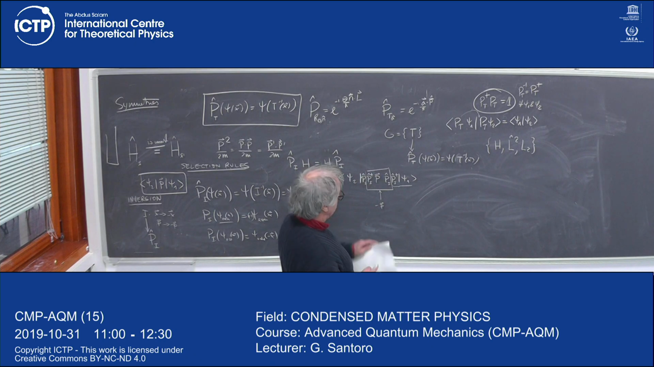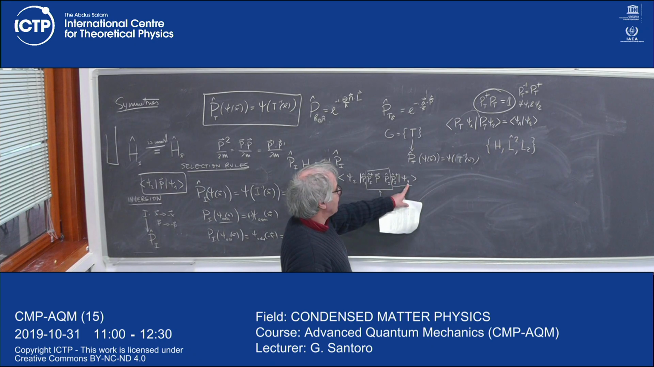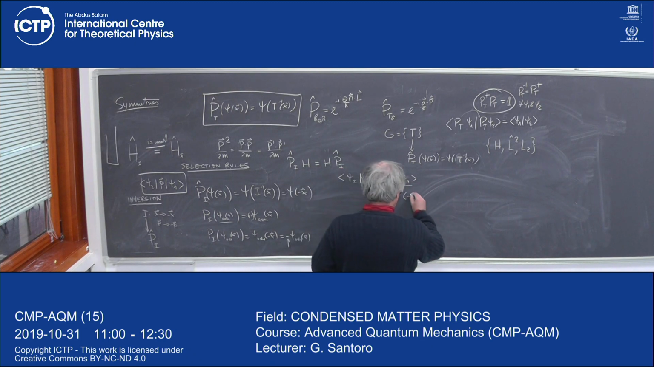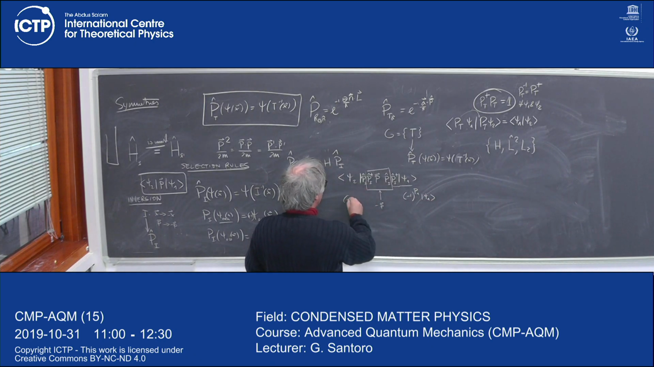This is the parity operator applied to psi1. But I told you that psi1 is a given parity. It could be plus 1 or minus 1. So this is minus 1 to the parity of the state 1 times psi1. And similarly, this one is minus 1 to the parity of state 2, psi 2.